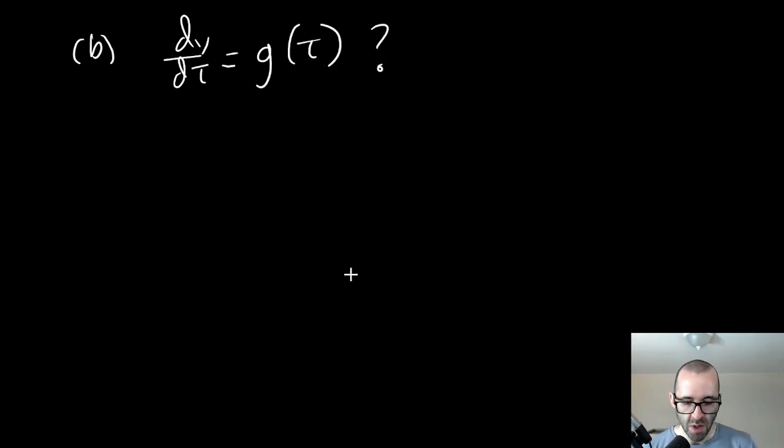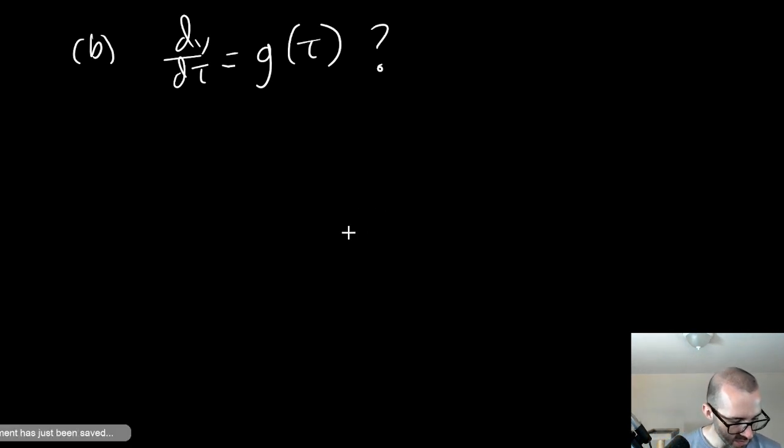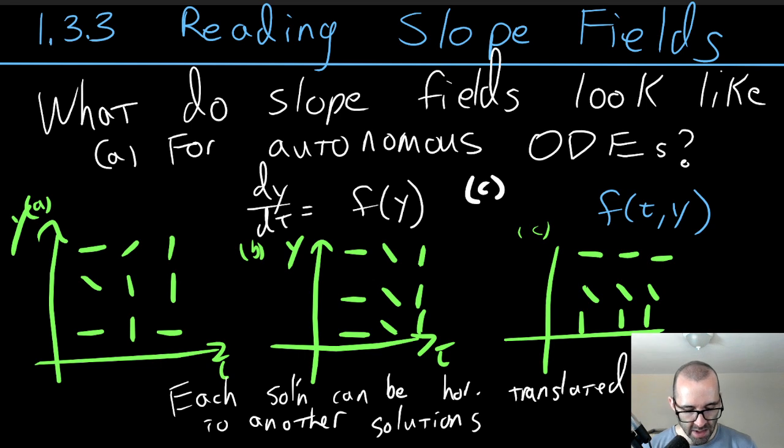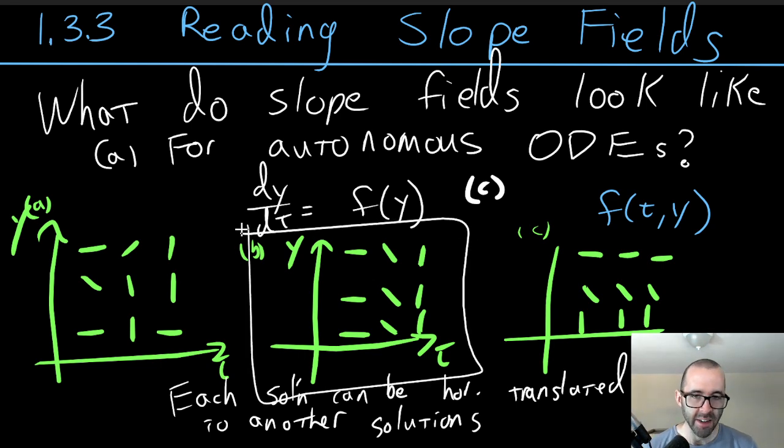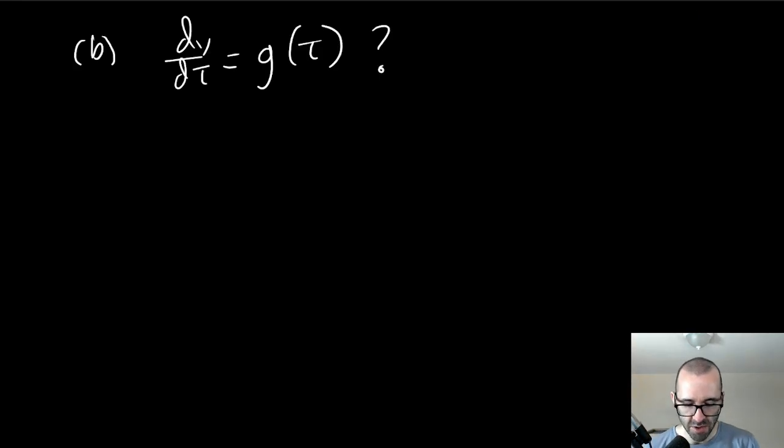And similarly, what if we have a differential equation that looks like dy/dt equals some function of t? We'll give you a name for this, but not quite yet. And again, this is going to be very similar. This is what this looks like. And again, if you have an ODE where the right-hand side only depends on t, you can get infinitely many solutions by vertically translating your solutions.